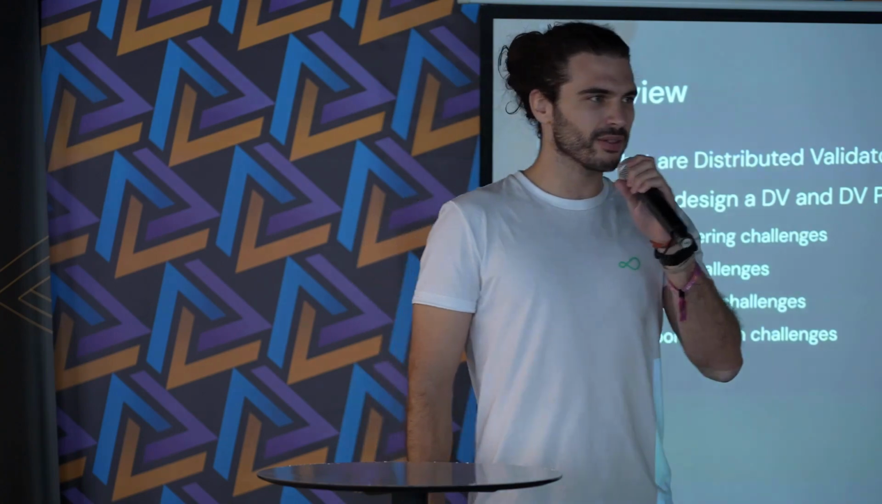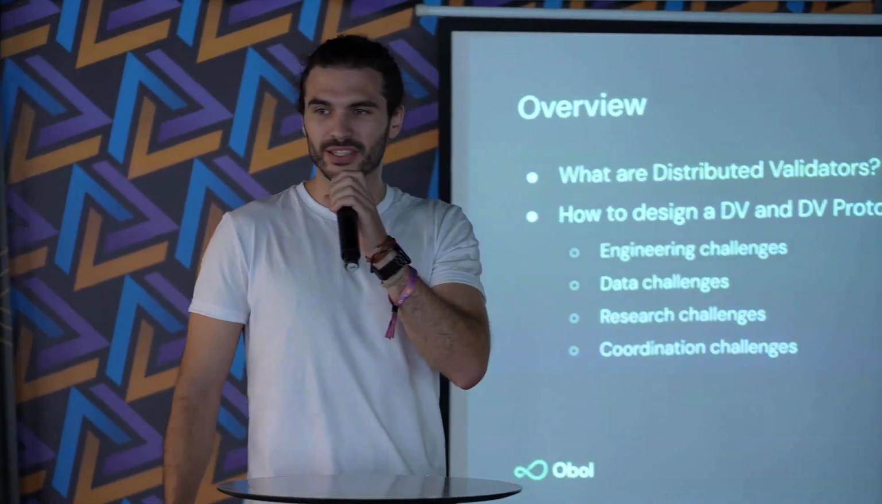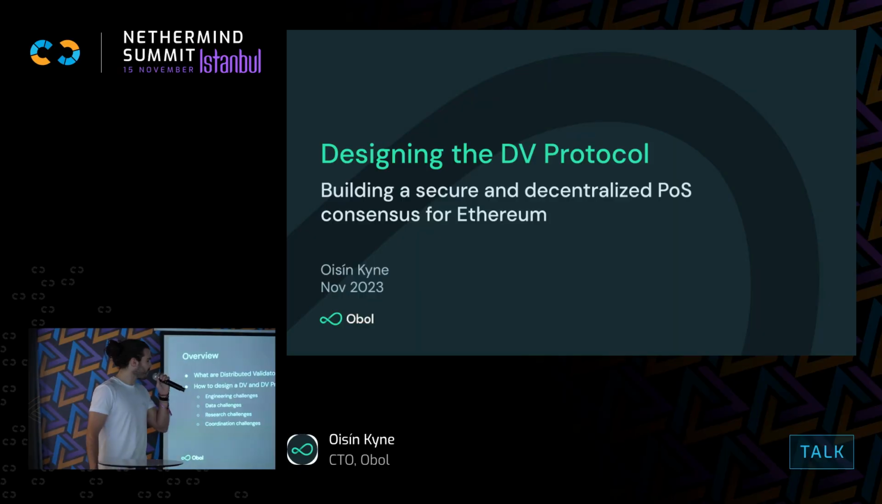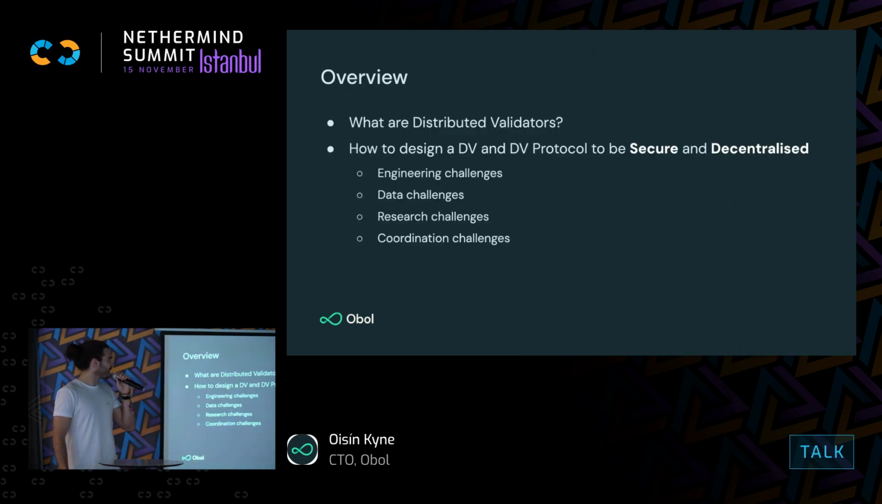Today we're going to talk about some of the design constraints of building a distributed validator protocol. So, firstly, for those unfamiliar, I'm going to briefly introduce distributed validators. Then I'm going to talk about some of the different pieces of the puzzle. I'm going to talk about the engineering challenges and some of the design decisions we've made there.